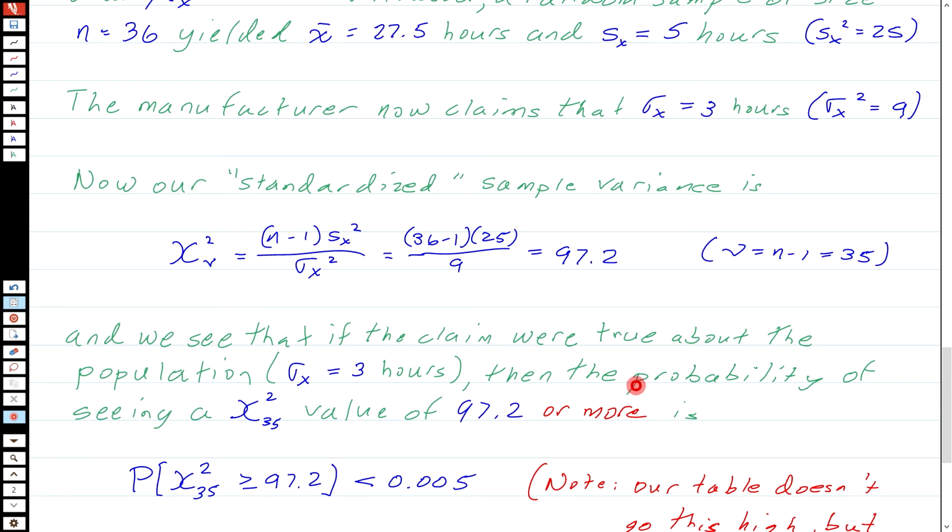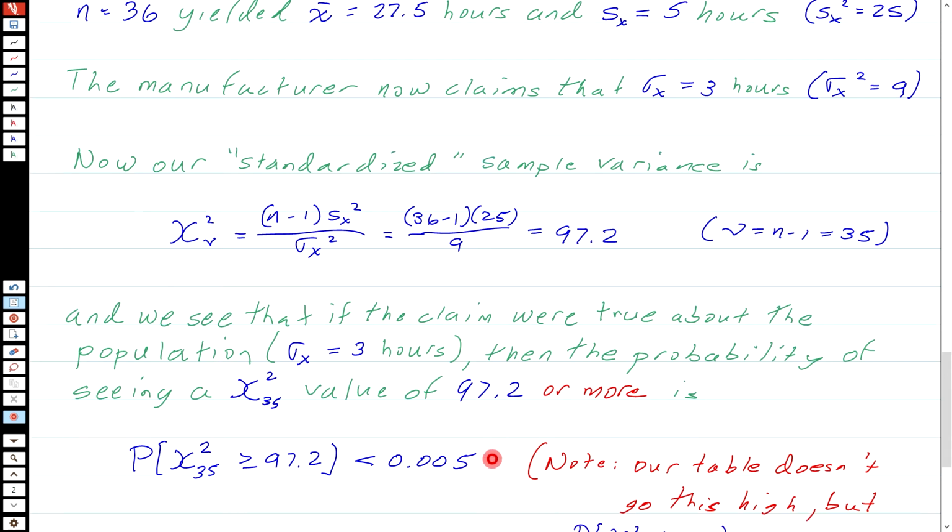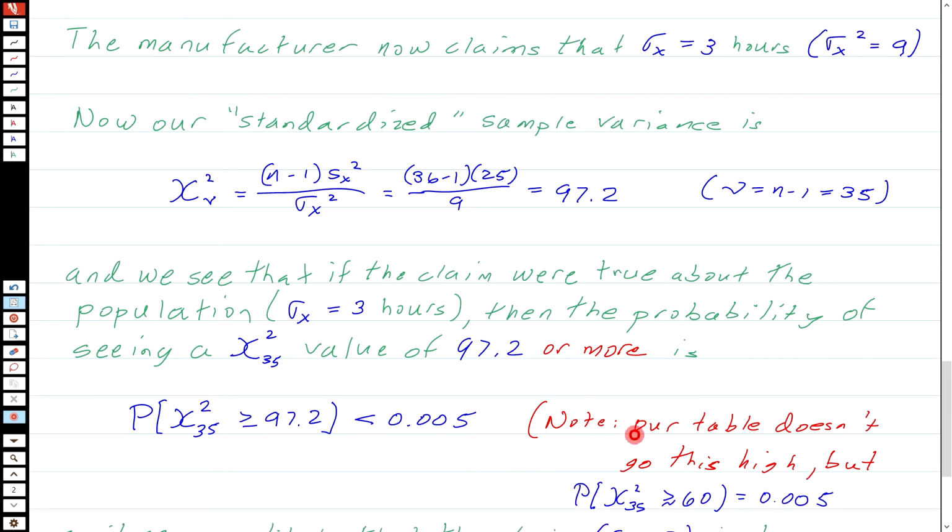And we see if the claim were true about the population, if the standard deviation was actually 3 hours, then the probability of seeing a chi-squared value of 97.2 or more, the probability that chi-squared with 35 degrees of freedom is greater than 97.2, is less than 0.005. Note our table doesn't go this high. Let's go take a look at this. So we're talking about 35 degrees of freedom, and we're looking for area to the right of 97.2.